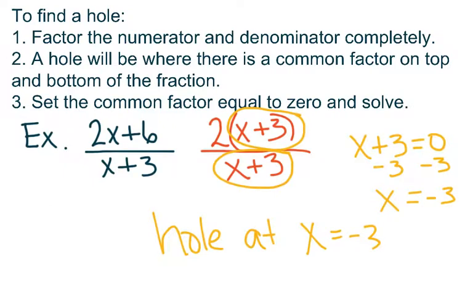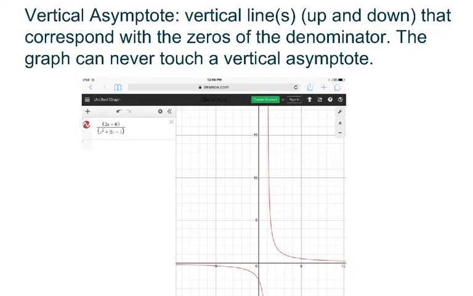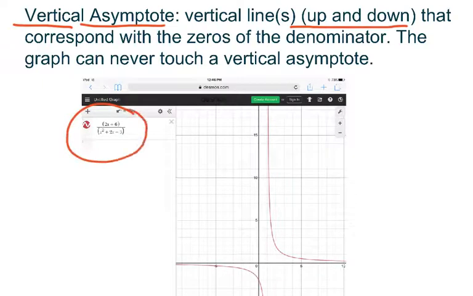So that's what we're trying to do when we're finding a hole. Okay. Alright, so the next one is vertical asymptote. So it's a little bit different than a hole because it's a vertical line, or it could be several lines, and if you have forgotten what vertical means, that means up and down, that correspond with the zeros of the denominator. So it's a little weird, but here's an example of a rational function.